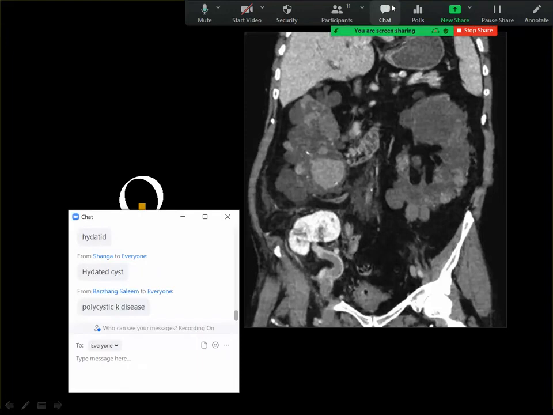Yes, this is polycystic kidney disease, but the important finding is still polycystic kidney disease with a transplanted kidney. And what is wrong with the transplanted kidney? Thrombosis. What is the structure with thrombosis? Is it the renal vein or the renal artery?